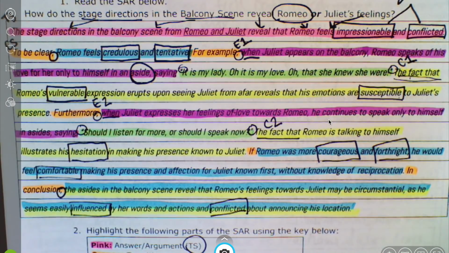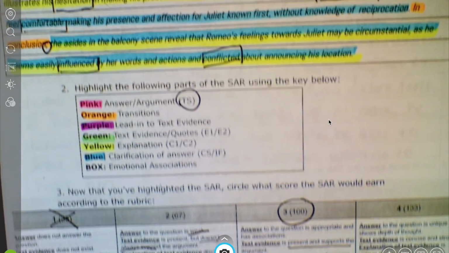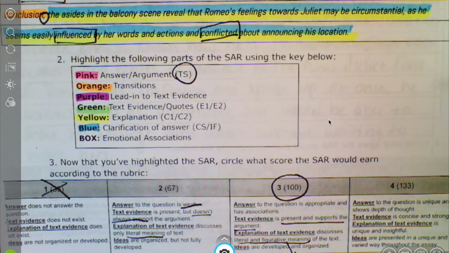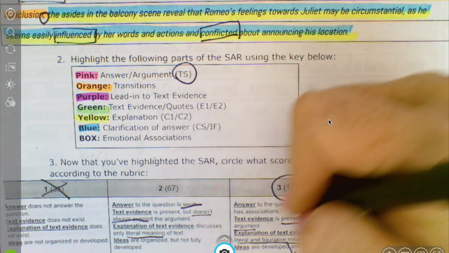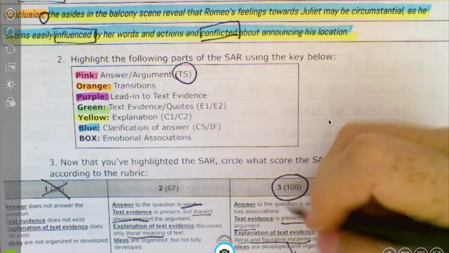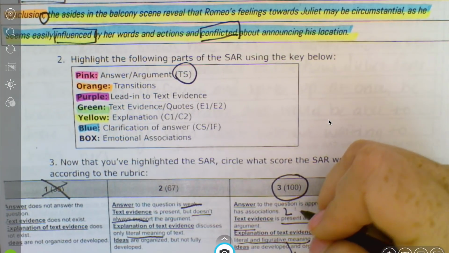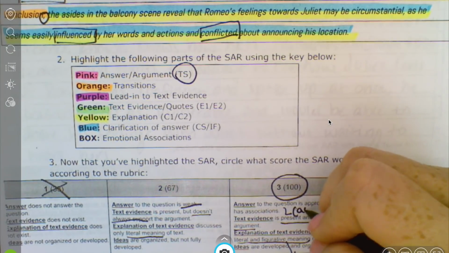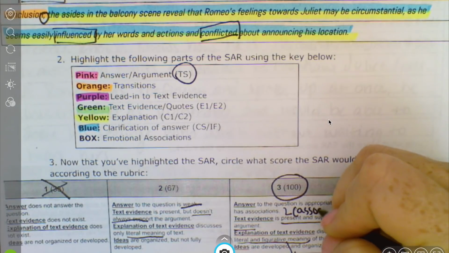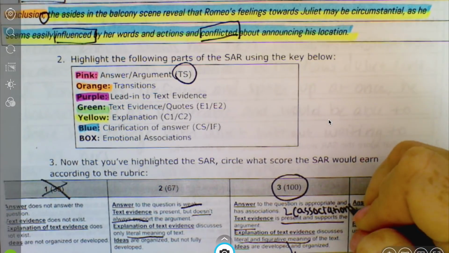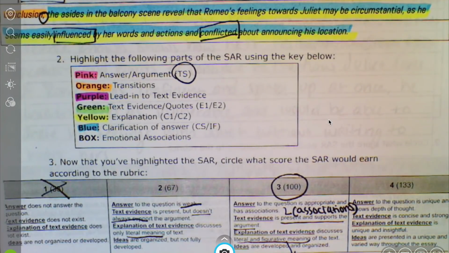All right, so this is definitely a 3 on the rubric for an SAR. It has a strong and appropriate answer with multiple associations. All right, so those 2 associations make this a level 3.